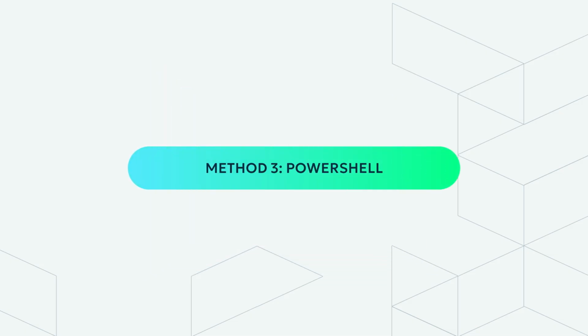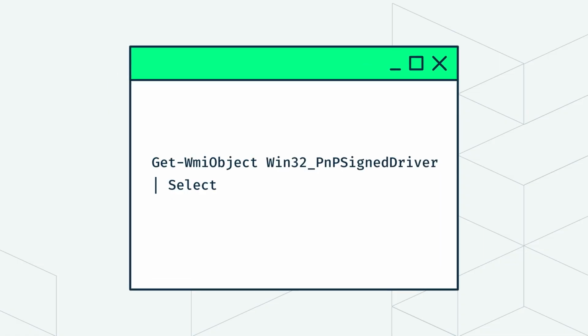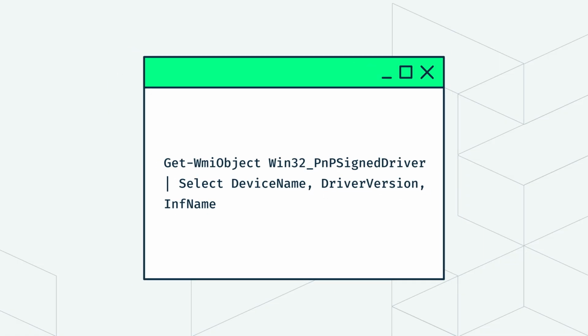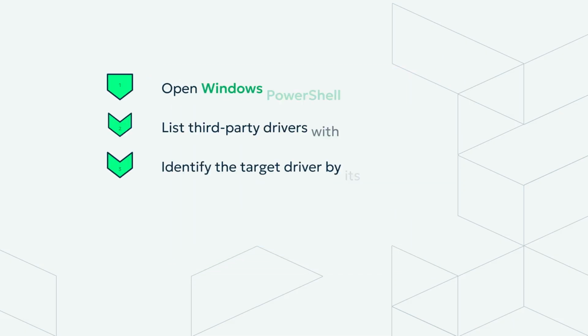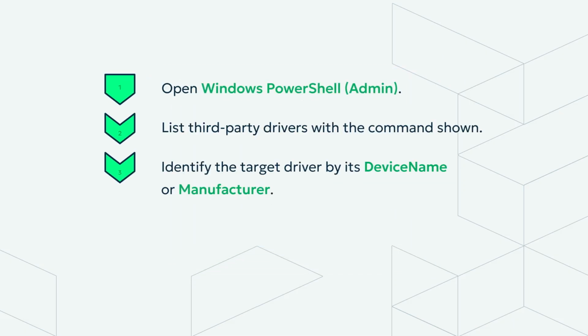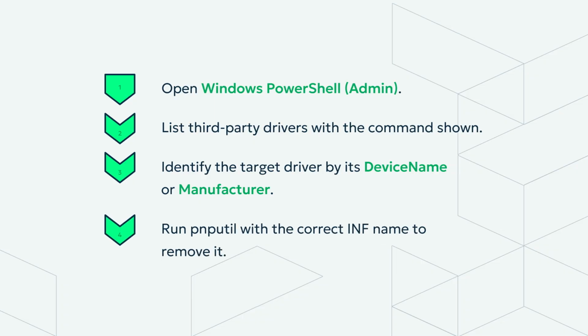PowerShell is best when you want to automate driver removal or include it in scripted workflows. It doesn't directly uninstall drivers on its own, but it can list them and run pnputil commands within the same session. Open Windows PowerShell Admin. List third-party drivers with the following command. Identify the target driver by its device name or manufacturer. Run pnputil with the correct INF name to remove it.